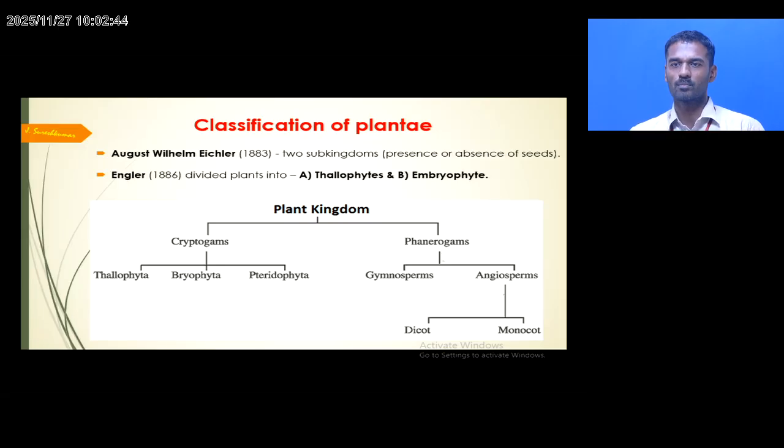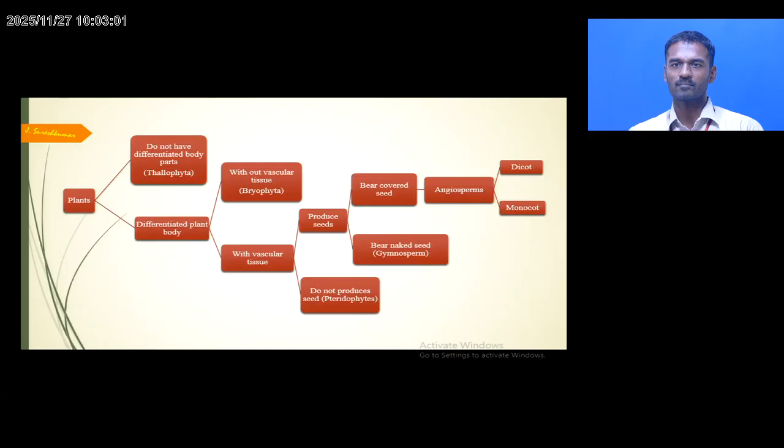There are two groups of seed plants, gymnosperms and angiosperms. Gymnosperms are commonly known for naked seeds. Angiosperms are known for the special character of the flower. Further, angiosperms are divided into dicots and monocots. This is the overall summary of the classification of plants.